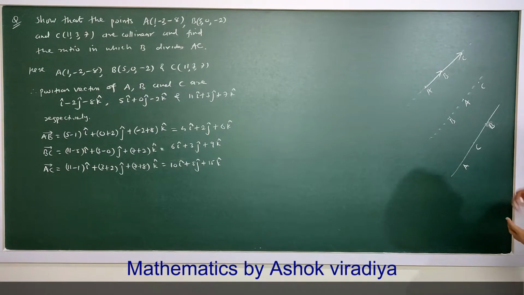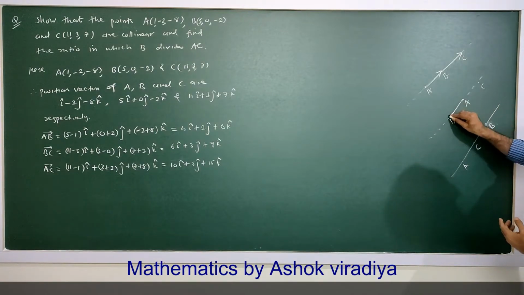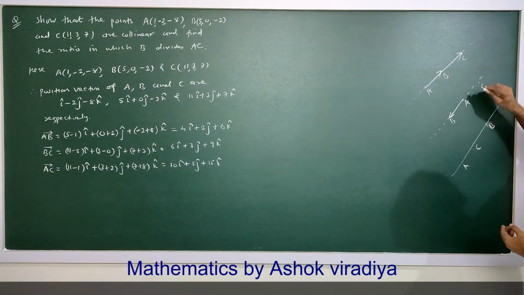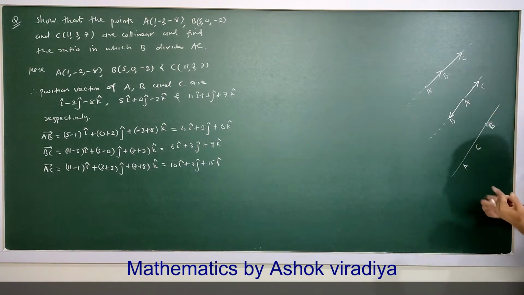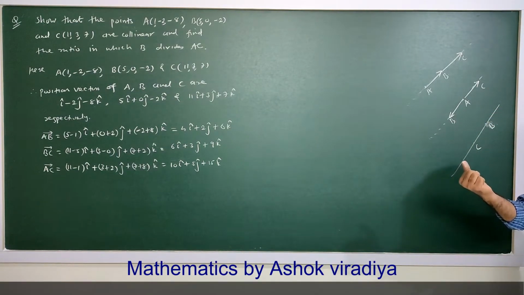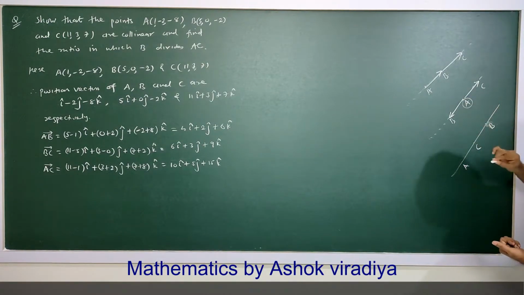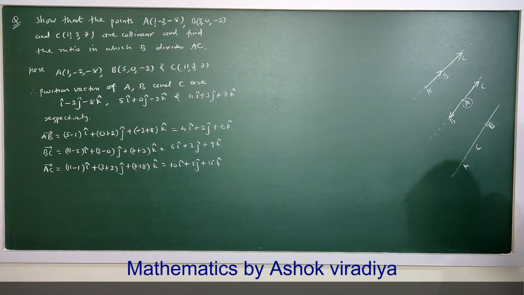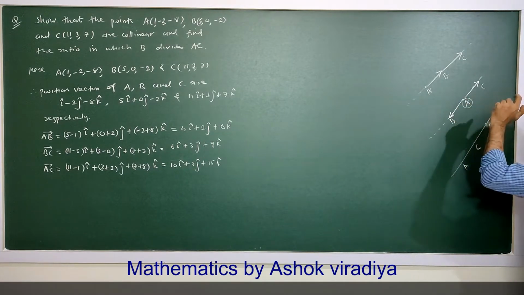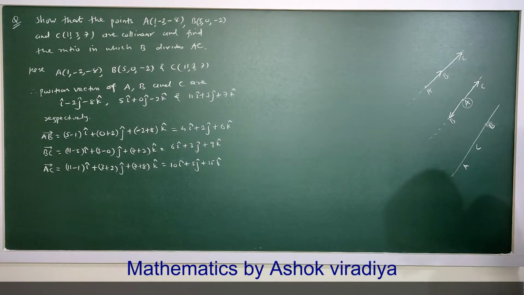So here, if you show vector AB and vector AC like this, and we can show vector AB and vector AC are in opposite direction, that means collinear with a common initial point. In AB and AC, A is the common initial point. So two vectors are collinear with a common initial point. That means the points are collinear.